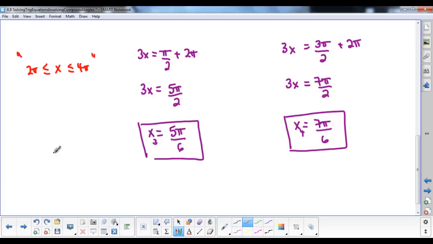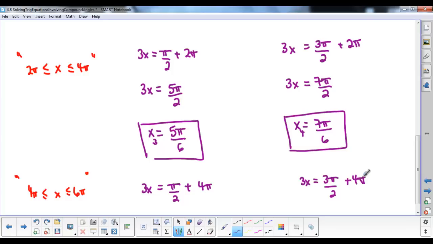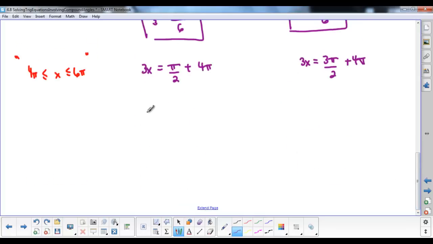Okay, so we're almost there. Now what we're going to do is work between 4 pi and 6 pi. So again, if I take that original statement, which was 3x equaling pi by 2, but this time add 4 pi, and same thing with the other one, then really what we're working with is 3x equaling 9 pi by 2 and 3x equaling 11 pi by 2.